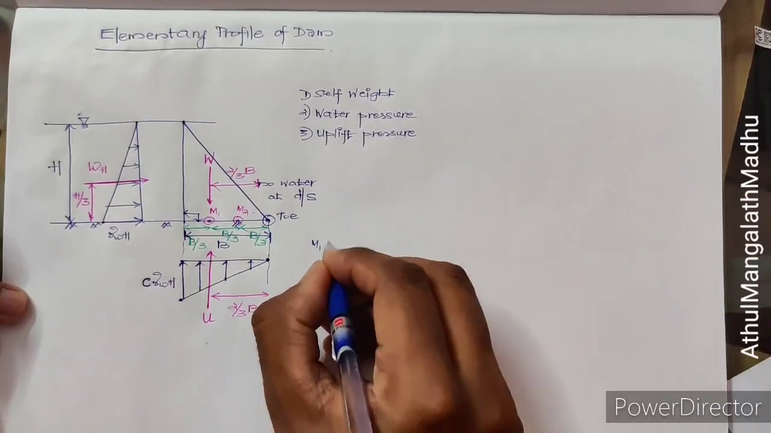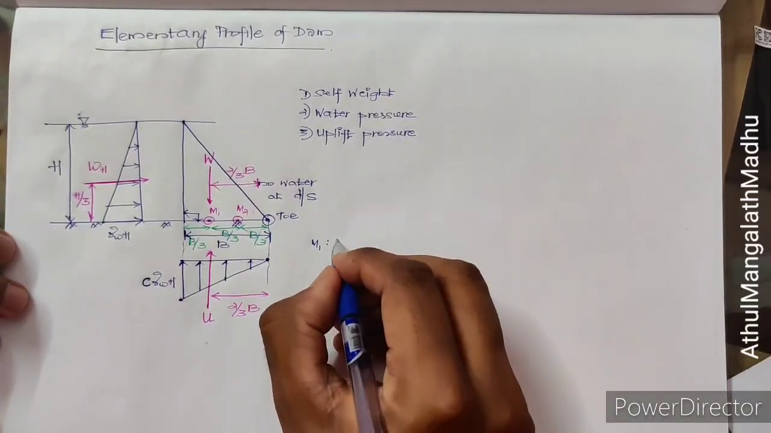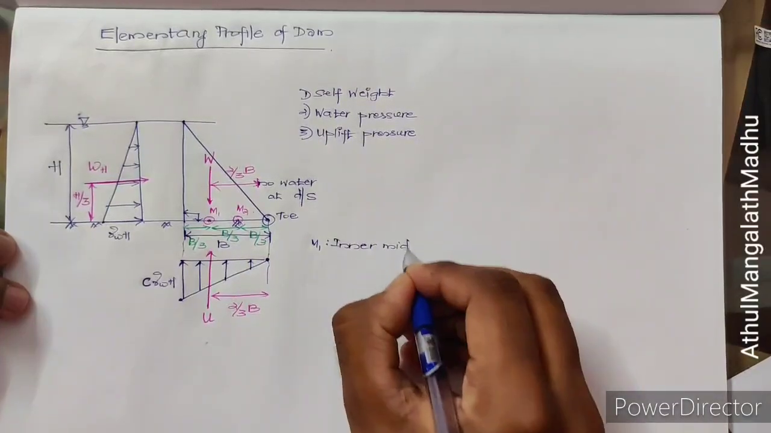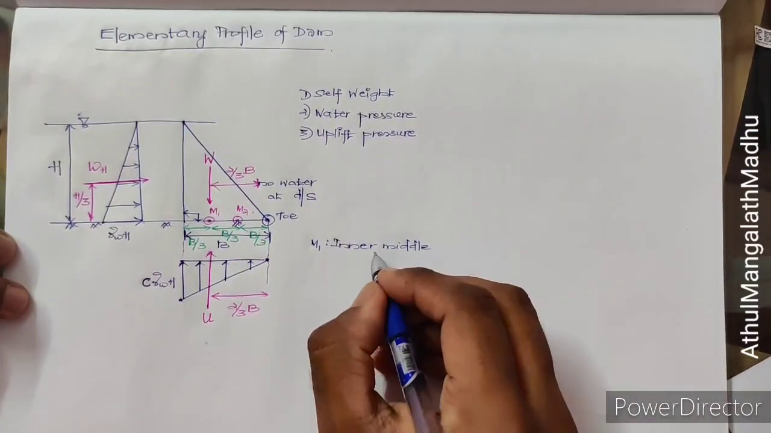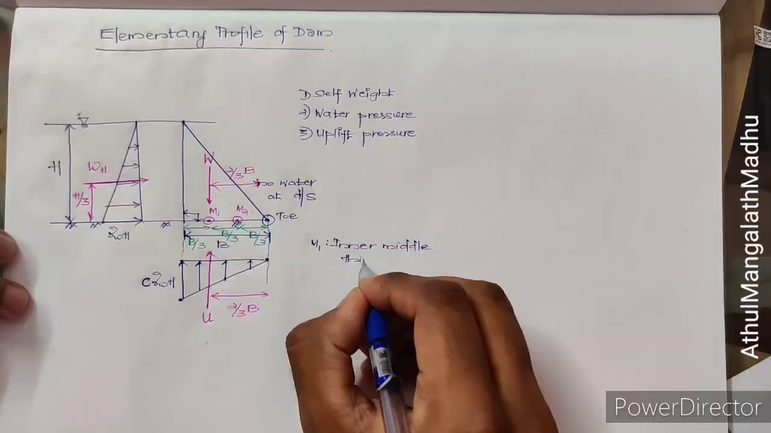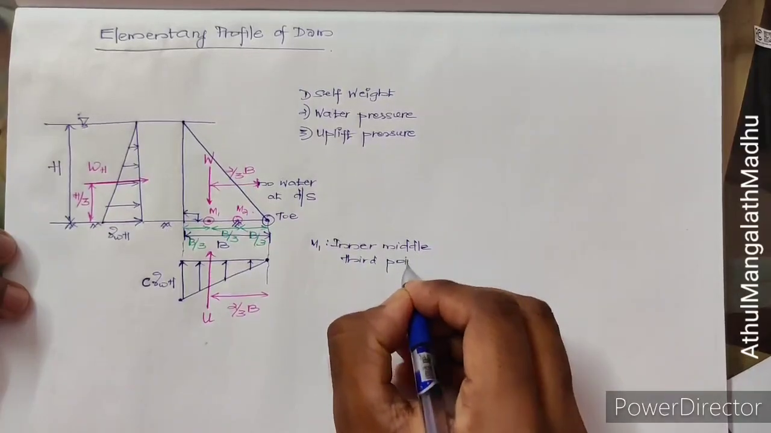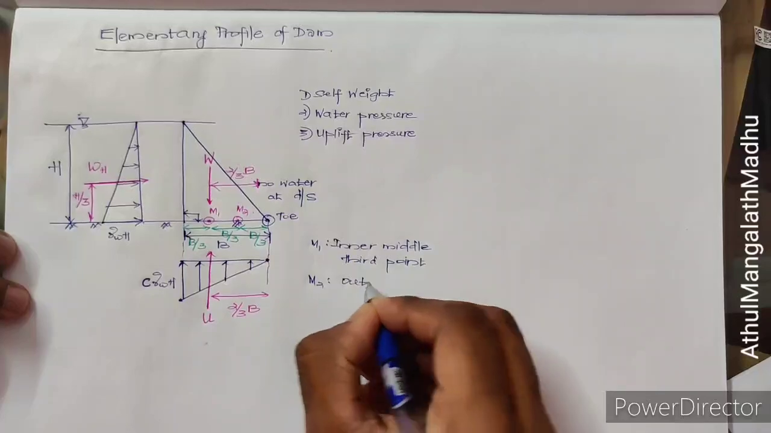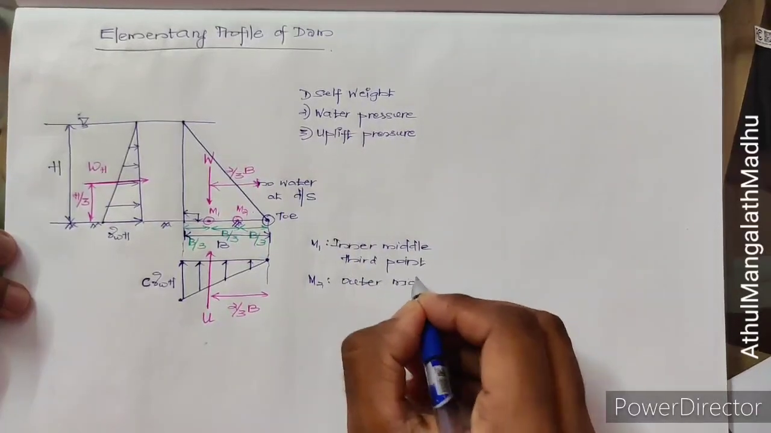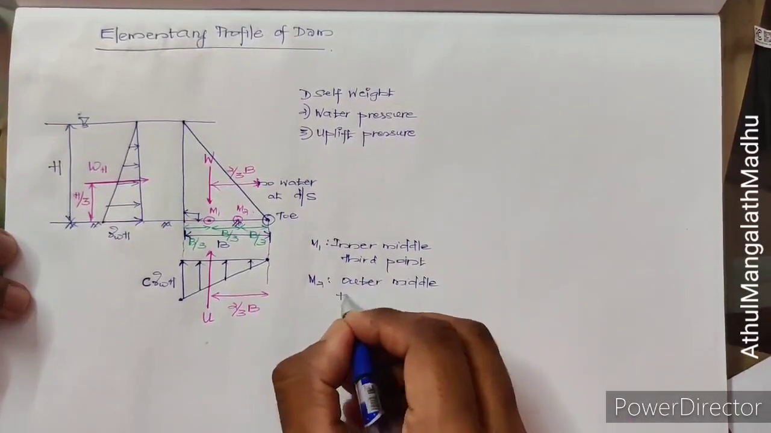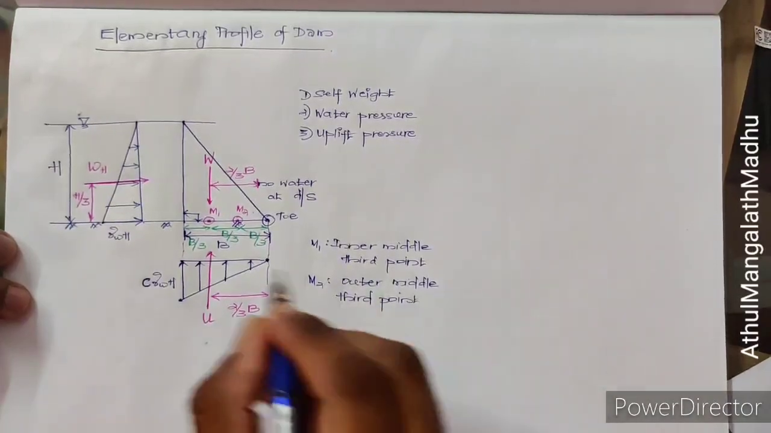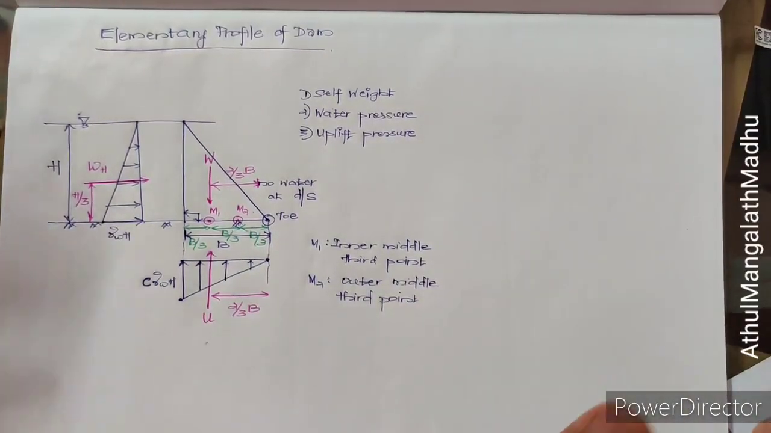M1 can be called the inner middle third point, and M2 the outer middle third point. So inner middle third point and outer middle third point, you have got M1 and M2.